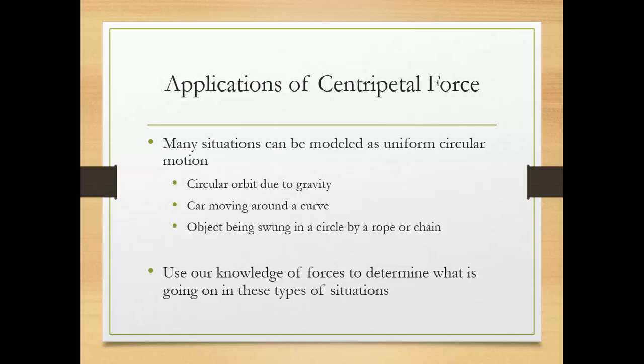So there are many situations that can be modeled as uniform circular motion. Circular orbit due to gravity, a car moving around a curve, an object being swung in a circle by a rope or a chain. We can use our knowledge of forces to determine what is going on in these types of situations. And I would say in lots of cases, drawing a free body diagram is a good first step.